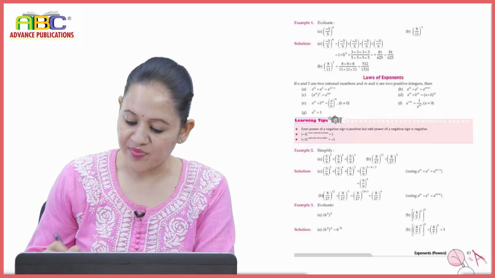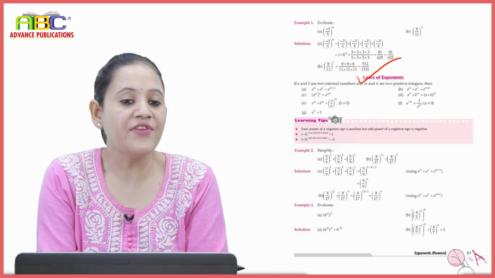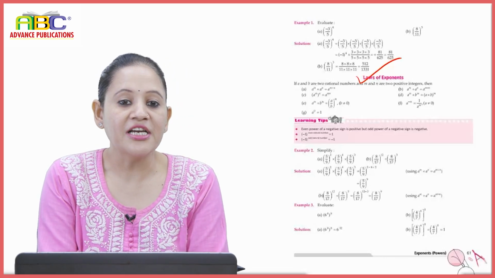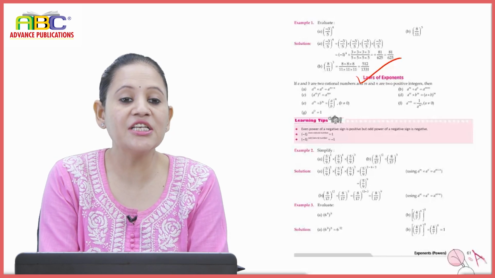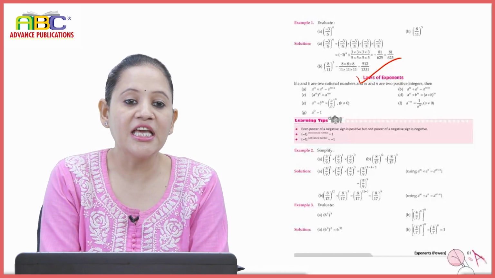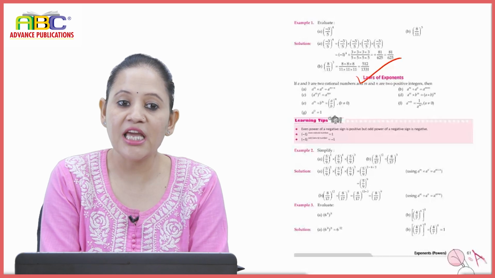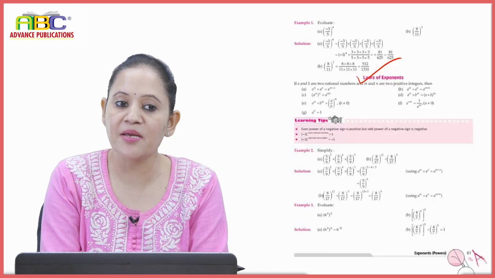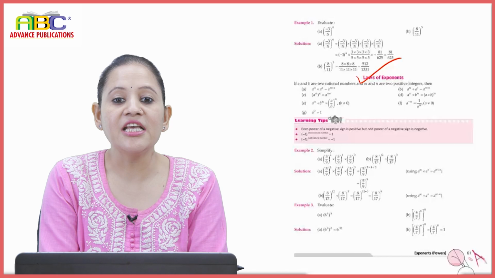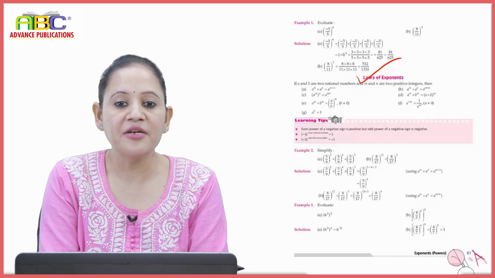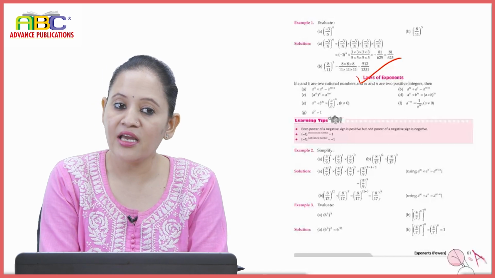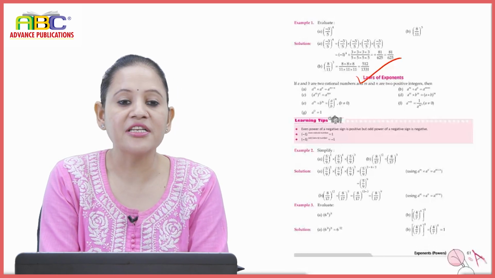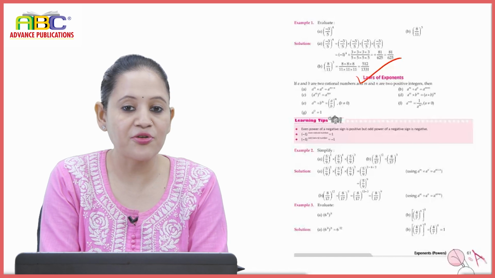Next is laws of exponent. If A and B are two rational numbers and m and n are two positive integers, then A to the power m multiplied by A to the power n is equal to A to the power m plus n. If the base is the same, then the powers will add. A to the power m divided by A to the power n is equal to A to the power m minus n. A to the power m in brackets to the power n is equal to A to the power mn, the powers get multiplied.